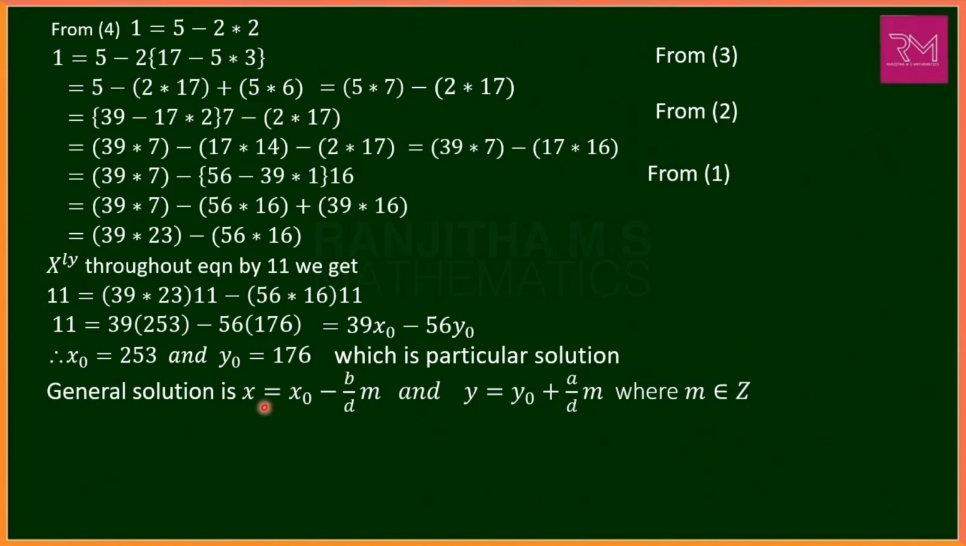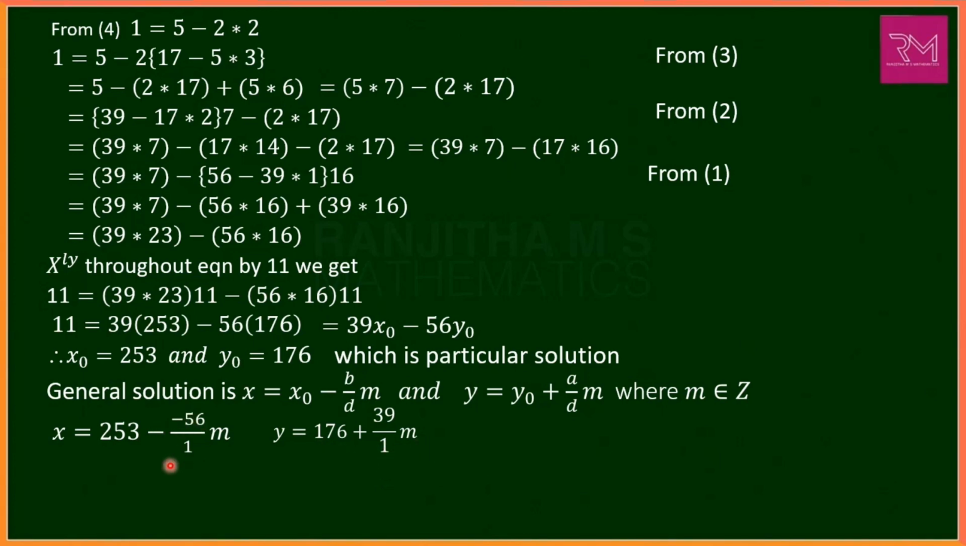For that, the formula is x is equal to x0 minus b by d into m, and y is equal to y0 plus a by d into m, where m is some integer. So substituting the x0 value, y0 value, a, b and gcd value, we get x is equal to x0 which is 253 minus b value, which is minus 56, divided by gcd which is 1, into m. Similarly, y is equal to y0 which is 176 plus a value, which is 39, divided by gcd which is 1, into m.